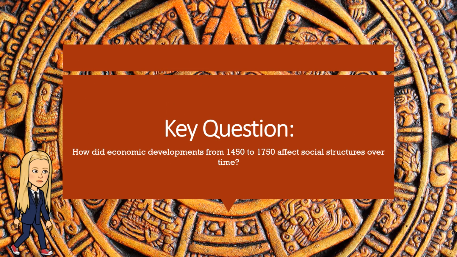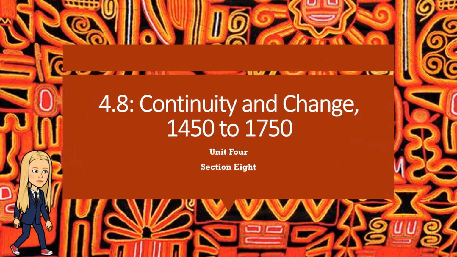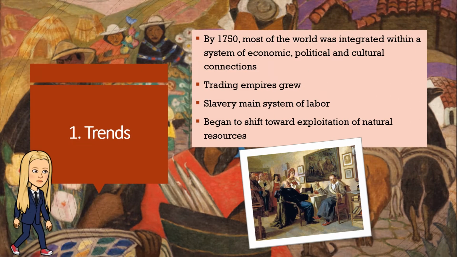The key question is, how did economic developments from 1450 to 1750 affect social structures over time? By 1750, most of the world was integrated within a system of economic, political, and cultural connections. One of the reasons why the world was better integrated was better technology enabled the Eastern and Western hemispheres to connect. Meanwhile, Western European maritime powers created trading empires in the Indian Ocean Trading Network and in the Americas.